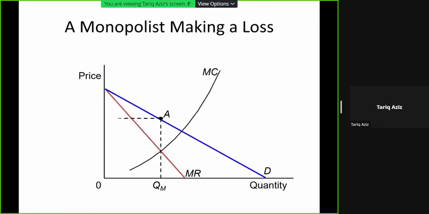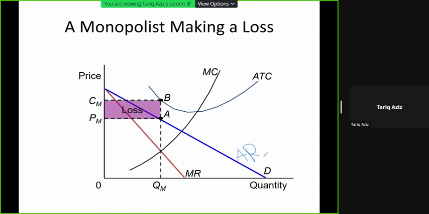Example of a firm which is making a loss. Why is it making a loss? Because average cost is higher than average revenue. Average revenue is this one, which is also called demand. So if the average revenue is here, but the firm is able to produce at a higher cost than the revenue, then it will make a loss.